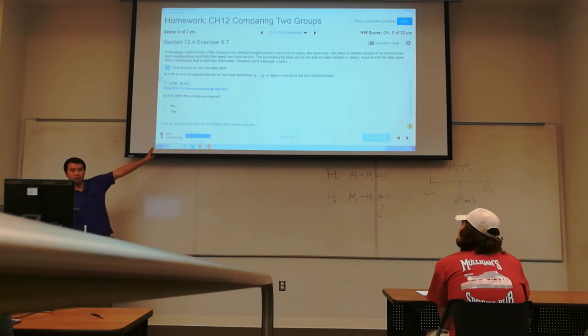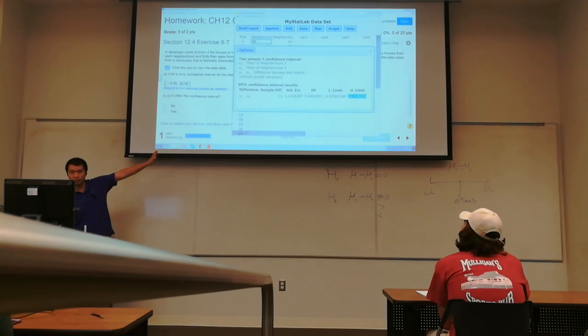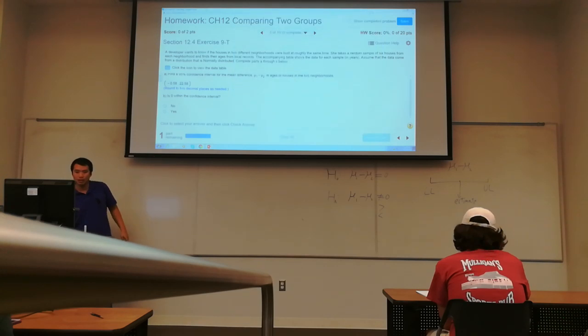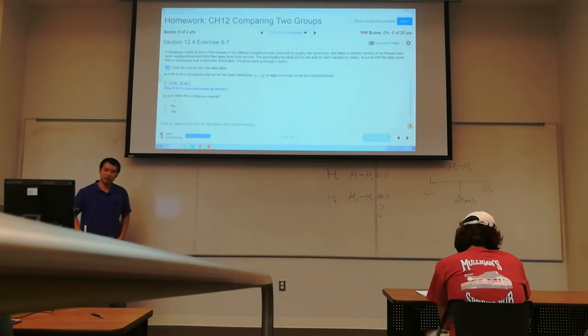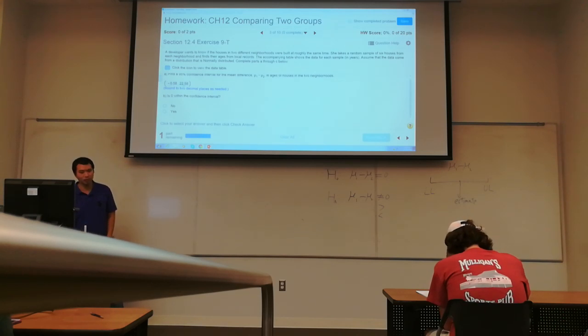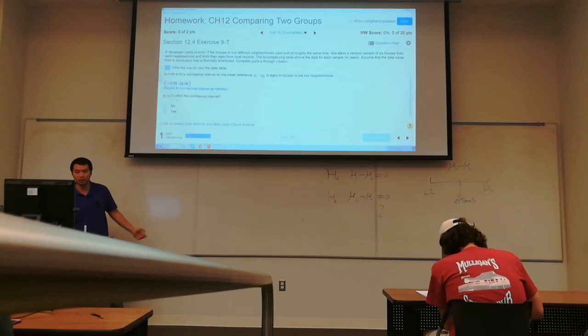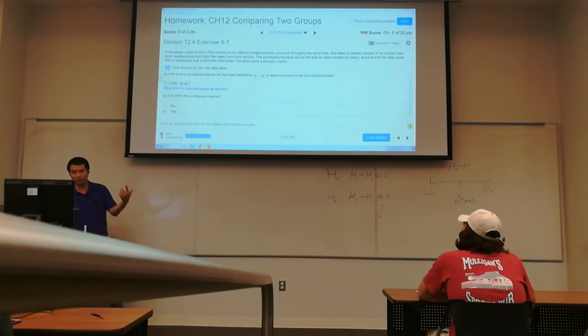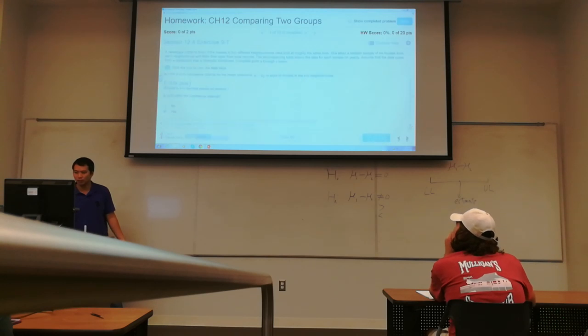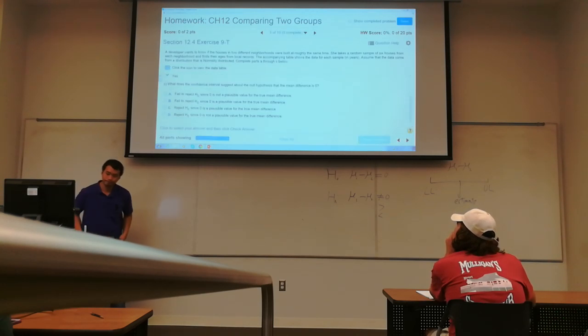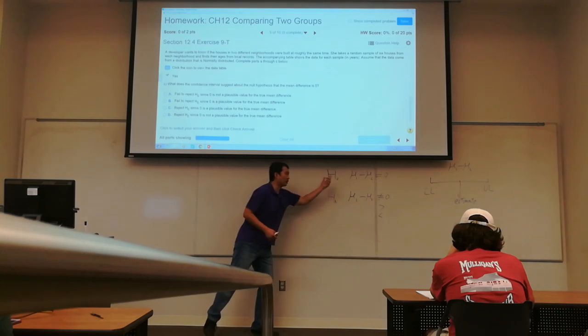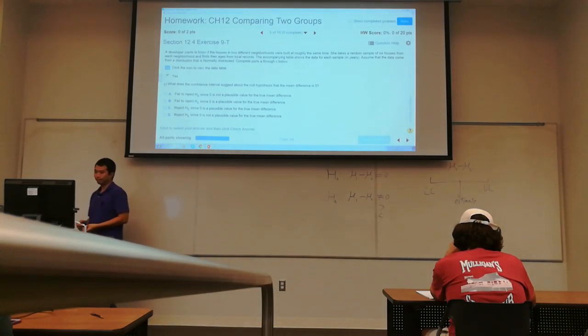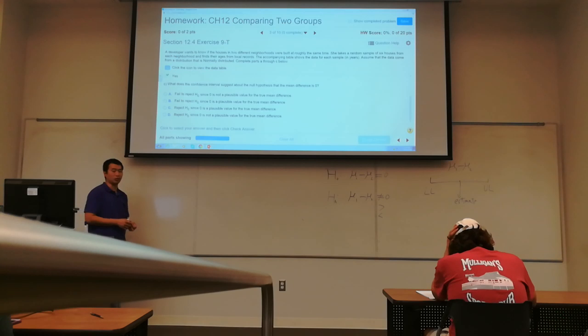So any question on part 1, the process? So part B, is zero within the confidence interval? The lower limit is negative, the upper limit is positive, so it is in the interval. So 0 is in the interval, that's for sure. And the last part: what does the confidence interval suggest about the null hypothesis that the mean difference is zero?